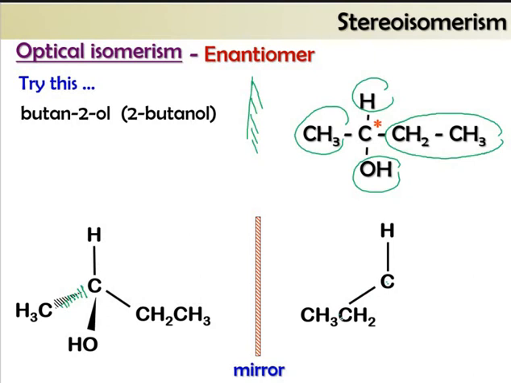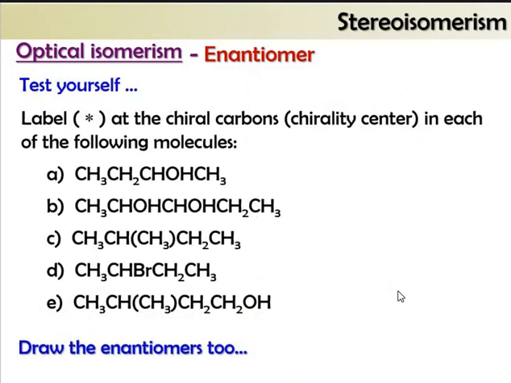Okay, so dia CH2, CH3, and then OH here sama OH juga, and then the group at the back, okay, adalah CH3. So ini adalah macam ni. Okay. Right. So kita tengok example.